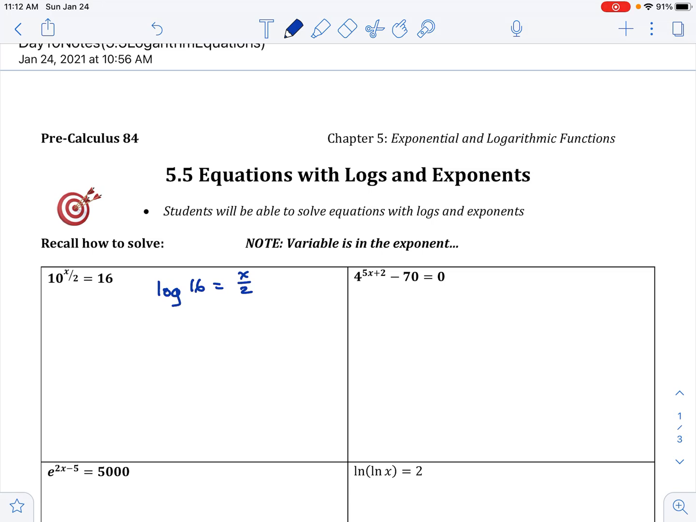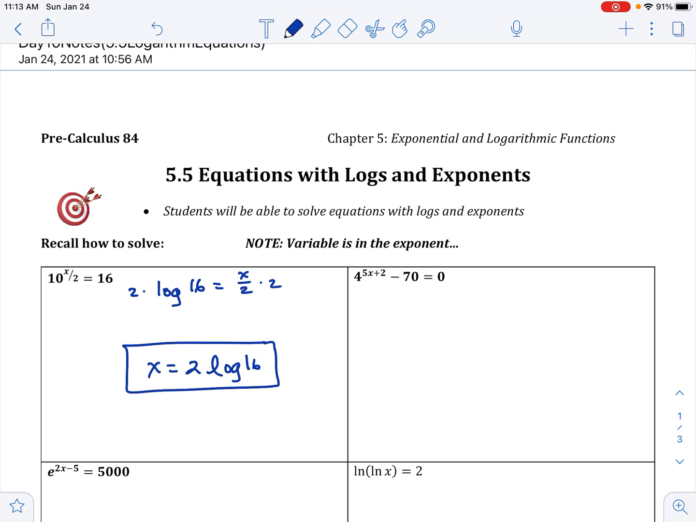All right, so you're probably already thinking a little bit. If my goal is to solve for x, there's only one thing I really have to do here, and that is multiply both sides by 2. So x is equal to 2 log 16. And we'll just leave it like that. That's an exact answer rather than trying to get a decimal out of it.